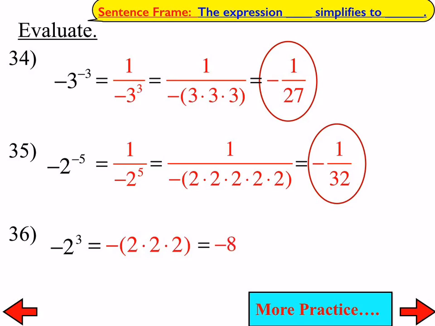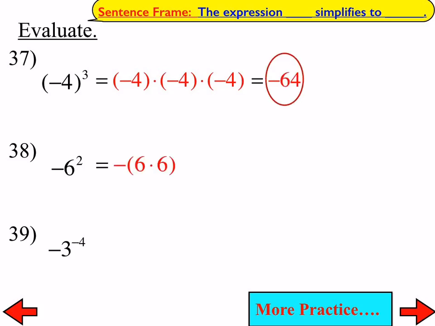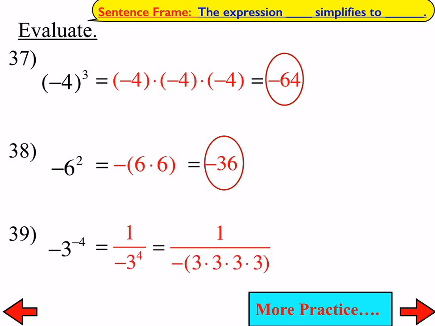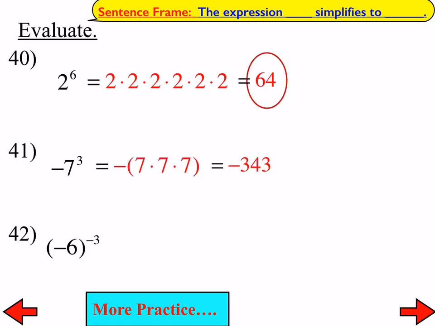Number 36 is negative 8. 37 is negative 64. Number 38 is negative 36. 39 is negative 1/81st, and that's the reason why. 40 is 64. 41 is negative 343.